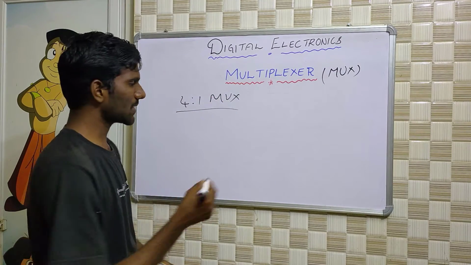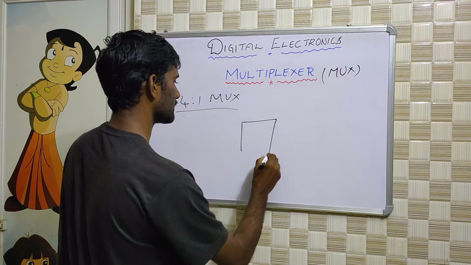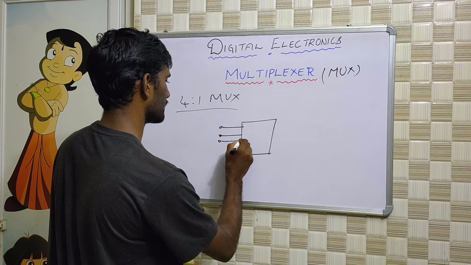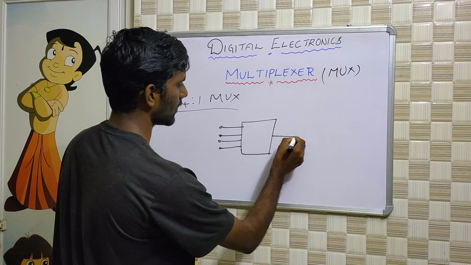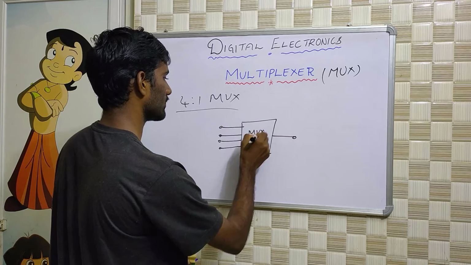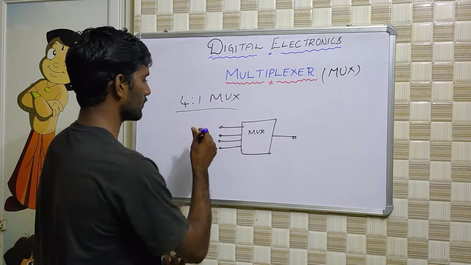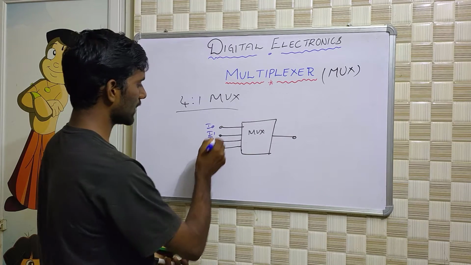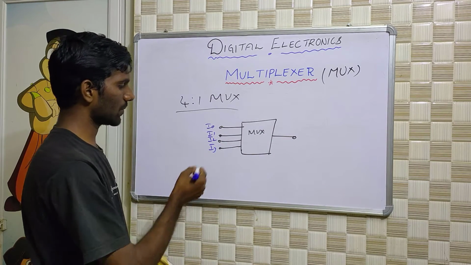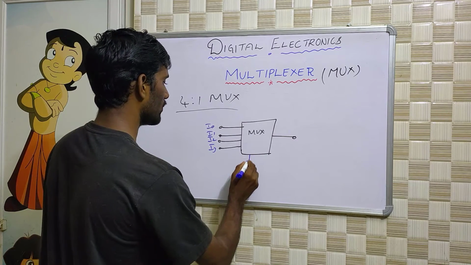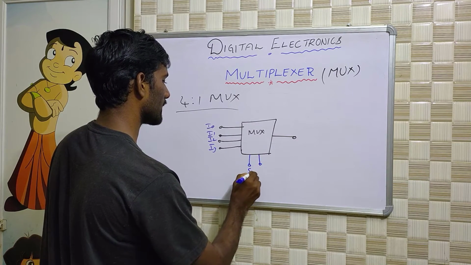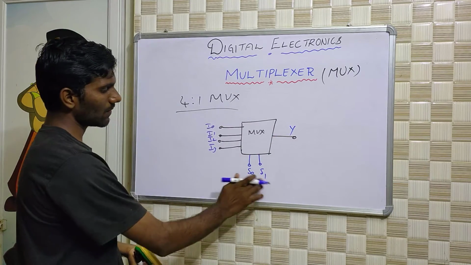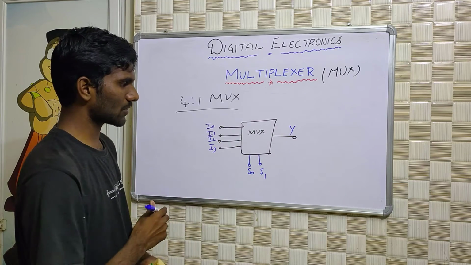For a 4 by 1 MUX, we have 4 input lines and one output line, of course. Let I0, I1, I2, I3 be the 4 input lines. We have 2 selector lines, S0, S1, and this is the output line Y. Based on the selector lines, one of the inputs goes to the output.